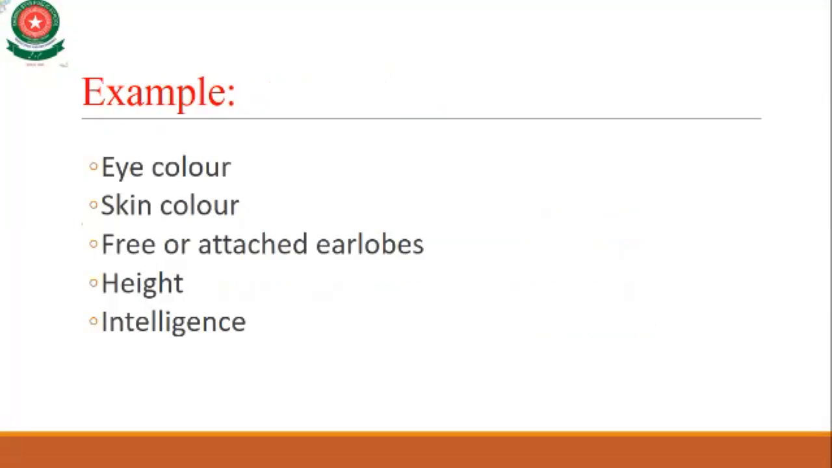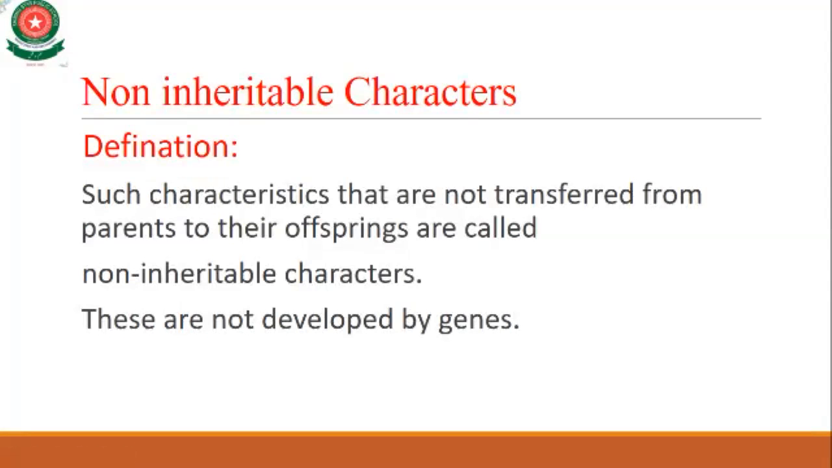Now we move towards the examples, as we discussed earlier: eye color, skin color, free or attached earlobe, height factor, and intelligence. Now we come to the next factor, non-inheritable characters. Such characters that are not transferred from parents to their offspring are called non-inheritable characteristics. One question arises here: why are these not transferred from parents to their offspring? Because they are not developed by genes.